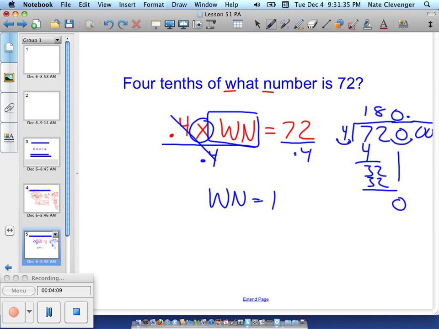So what number is 180? It is possible that this what number value could be a decimal value. So if it doesn't work out nice and neat, that's not necessarily a bad thing.